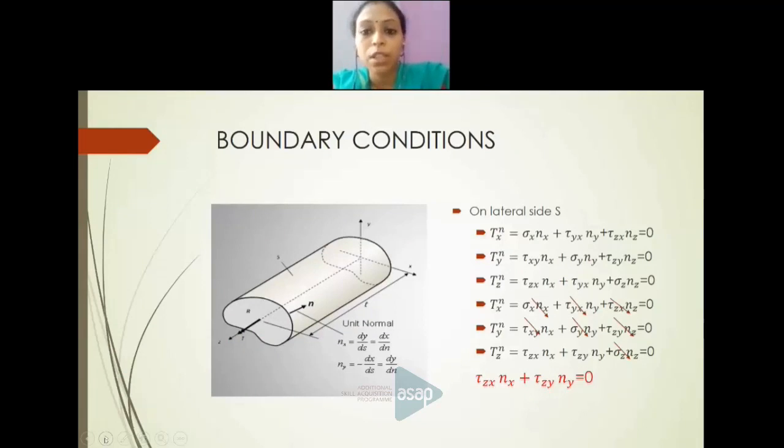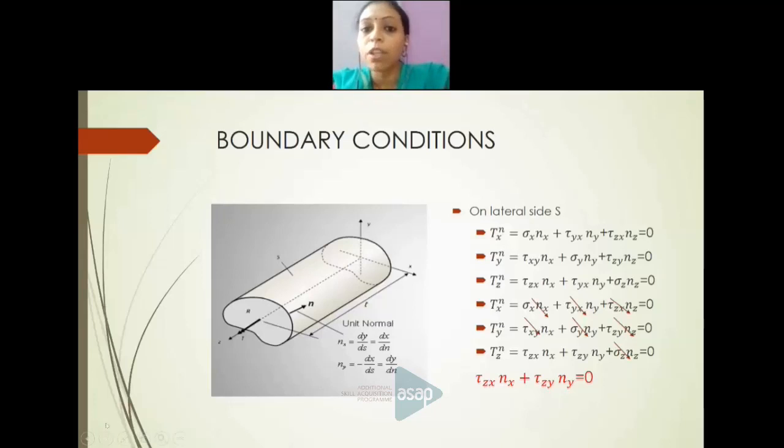What happens to the third equation? Tau zx is not 0, it exists. Tau zy is not 0, the term also exists, but the third term, that is sigma z, is 0. So the third term vanishes. So we will have now our boundary condition. We have only one boundary condition for the problem concerned. The problem is torsion of a non-circular shaft. For torsion of a non-circular shaft, we have only one equation for the boundary condition, that is tau zx nx plus tau zy ny is equal to 0.